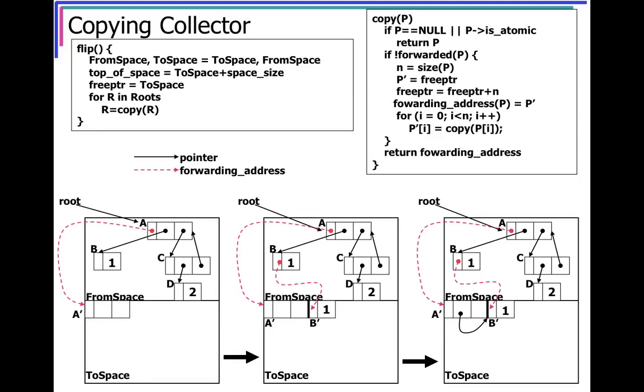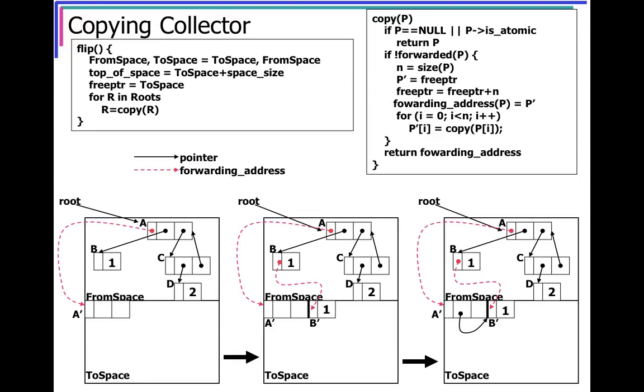In the next step, we're going to chase all of A's children. And again, I'm just going through the algorithm in the copy function in the top right of this slide. So our next step is to chase all of A's children and to move them. So we first chase A's left child, which points to B, and we copy it. We put the address of B prime, that's now in the to space, in the header of B. This is called B's forwarding address.